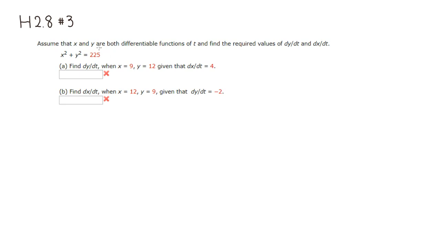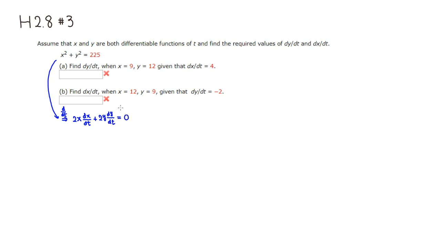Alright, so let's take the derivative here. I'm going to go down here and take the derivative with respect to t. So the derivative of x squared is 2x times dx over dt, and the derivative of y squared is 2y times dy over dt, and the derivative of 225 is just a constant, so it's going to be 0.